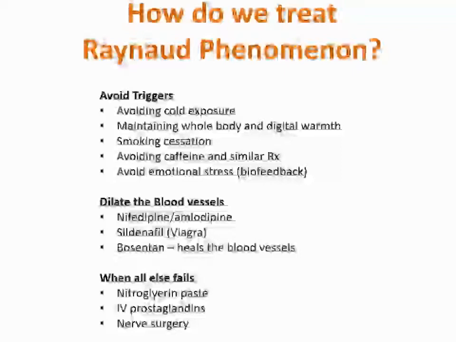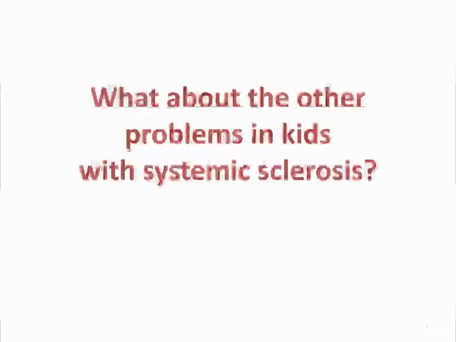Sometimes we have to bring kids into the hospital and we put an IV in and use prostaglandins, which expand blood vessels all over the body. And then sometimes we need to do surgery on the nerves, kind of like what Joanna was talking about, that she needed to have a surgery to cut the nerve that's making those blood vessels clamp down.